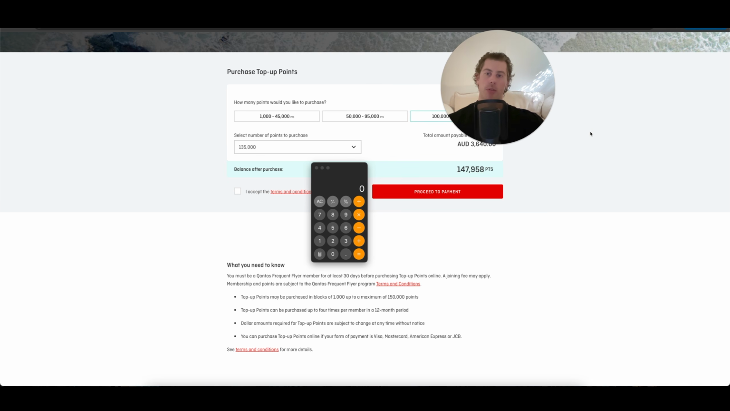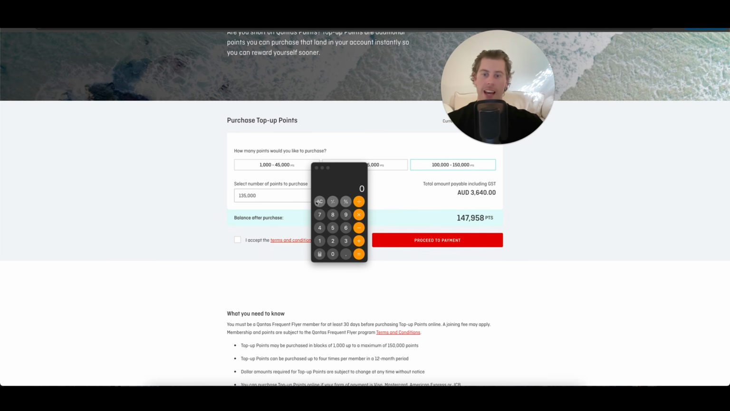But for this example, let's just assume that there was no sale on and we are just purchasing these points at normal value. So if we were purchasing these points just at normal value, let's run through the math so we can figure out how much we're saving. So to purchase these amount of points, it's $3,640, and then you've got those flight taxes as well, which were $1,250. That means all in all, we're in it for $4,890.